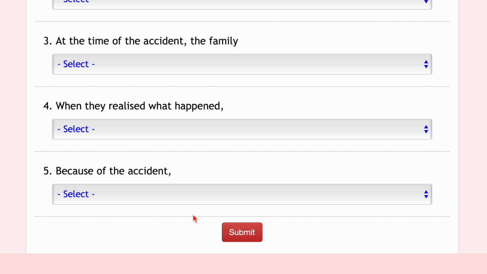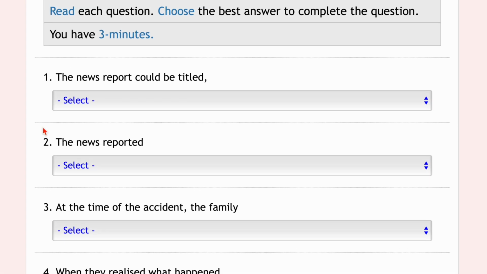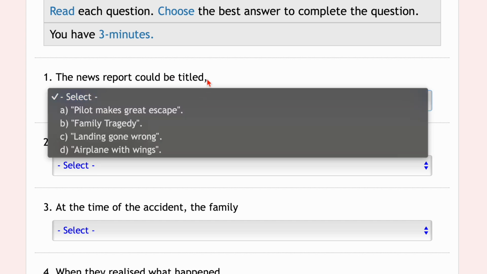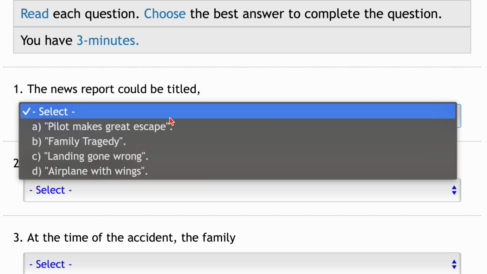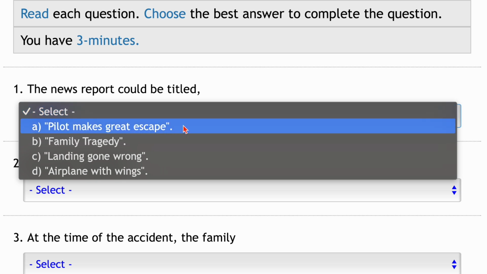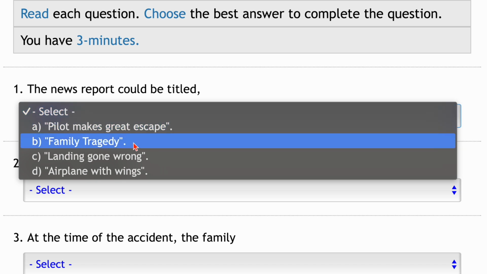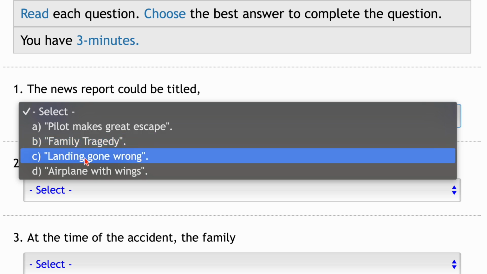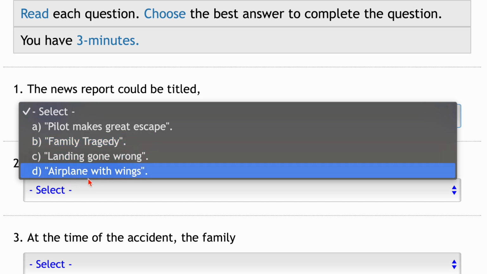So then, let's get to analyzing the answers, everyone. I hope you were able to get everything. Let's see. The news report could be titled, so what could be the best name for it? Pilot makes great escape, family tragedy, landing gone wrong, airplane with wings.